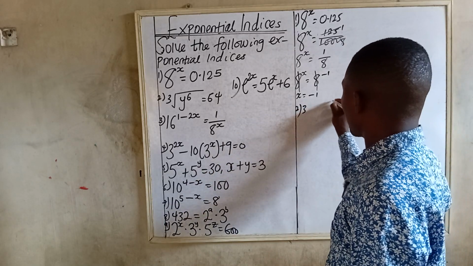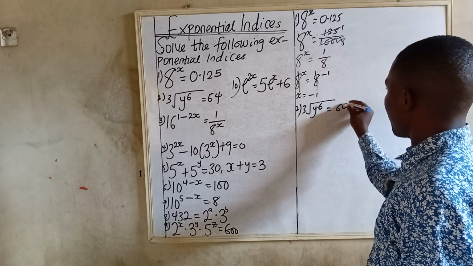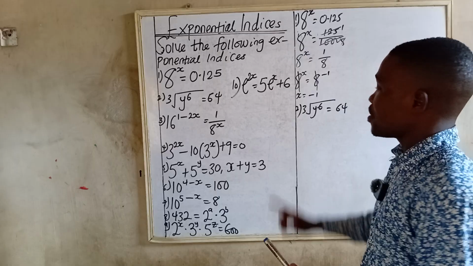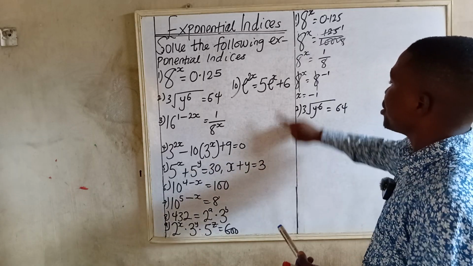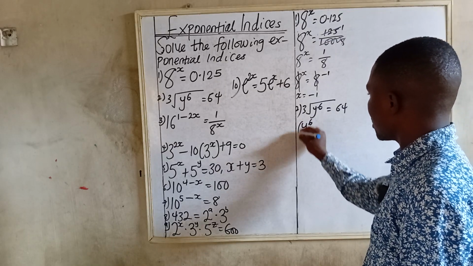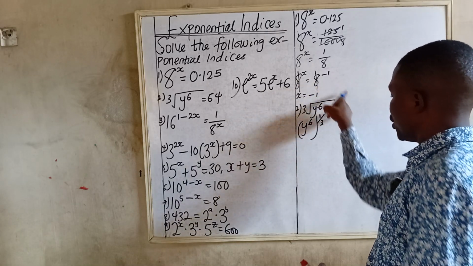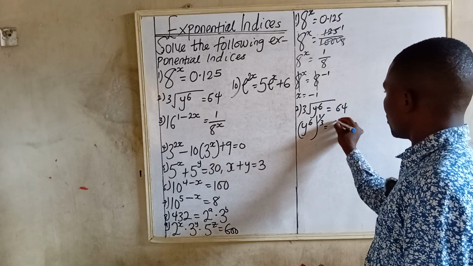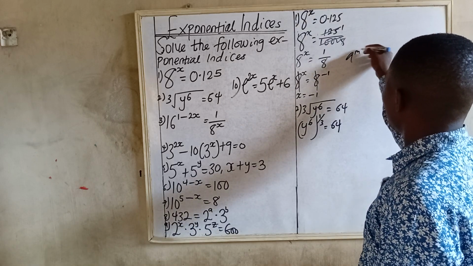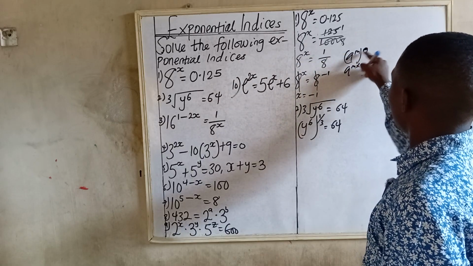Question 2. We have the cube root of y raised to the power 6 is equal to 64. Now, whenever you have a square root, a cube root, or a fourth root, please try to change it back to a power. So we can say y raised to the power 6 times 1 over 3. This cube root here has changed to 1 over 3. Now, law of indices: if we have a raised to the power m, all raised to the power n, we say a raised to the power m times n. So we multiply the powers.